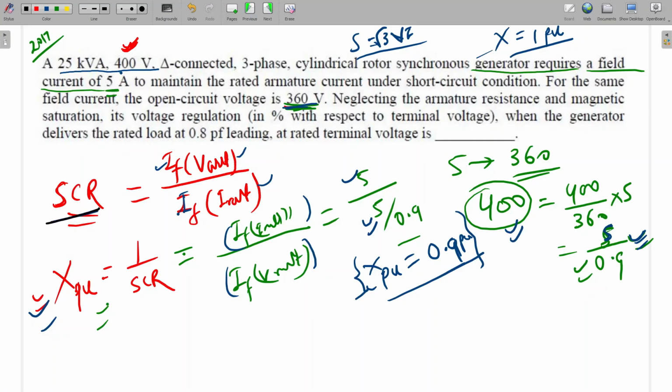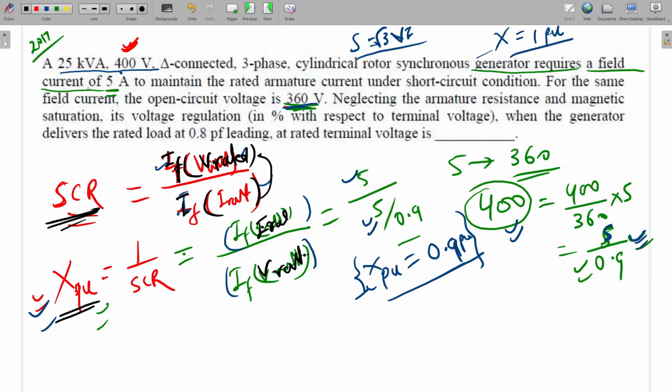So what is SCR? SCR is equal to the field current required to generate rated voltage, divided by the field current required to generate rated current. So what will be the X per unit? X per unit will be 1 by SCR. So it will be the field current required to generate rated current at the top and the field current for rated voltage at the bottom: field current for I rated and field current for V rated.